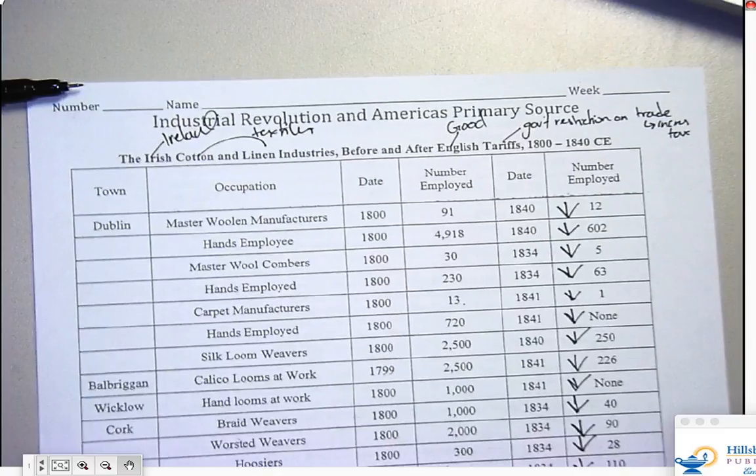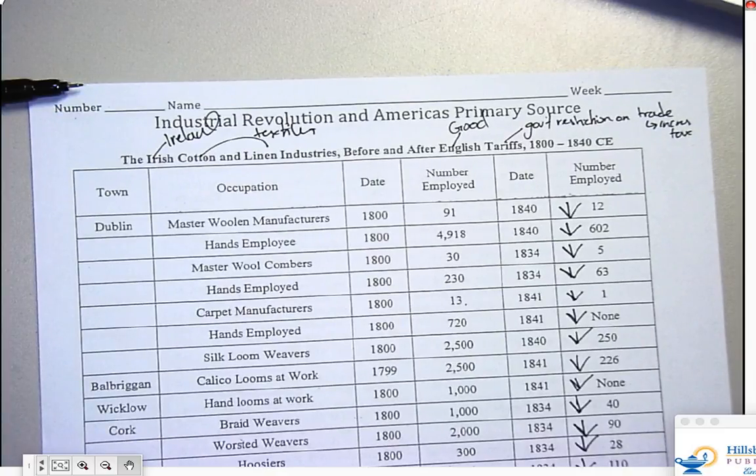The Irish cotton and linen industries before and after English tariffs, 1800 to 1840. Who made this document, Vanessa? The Irish made it. The Irish made it for who?